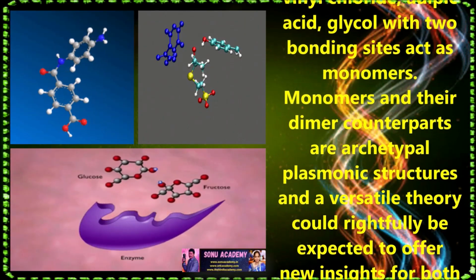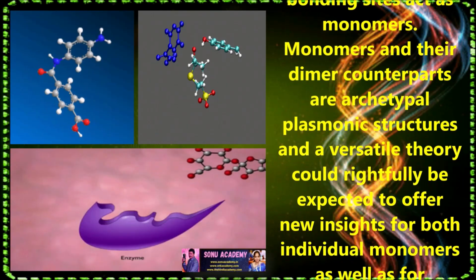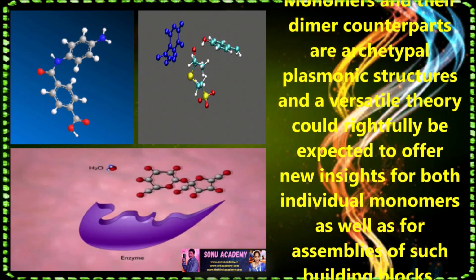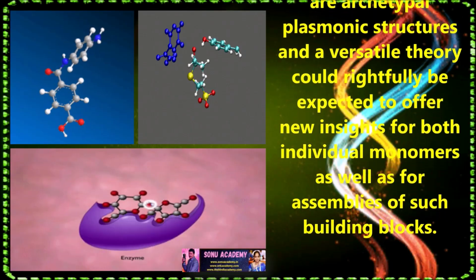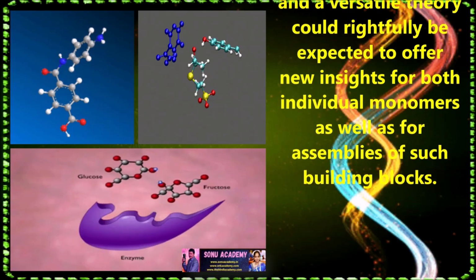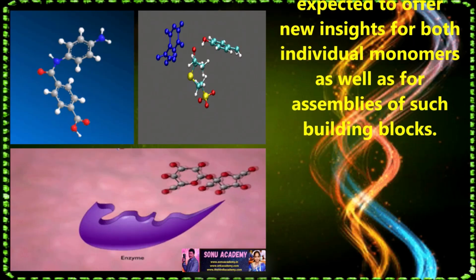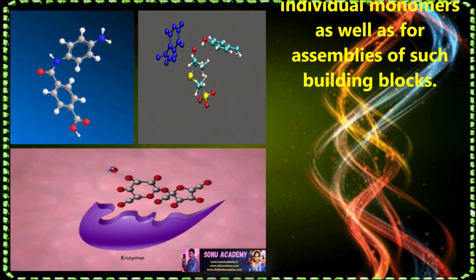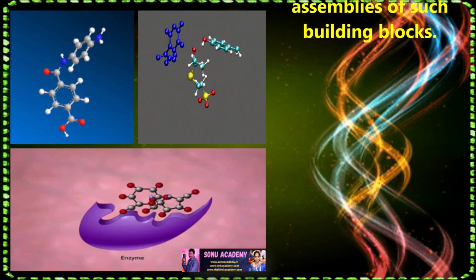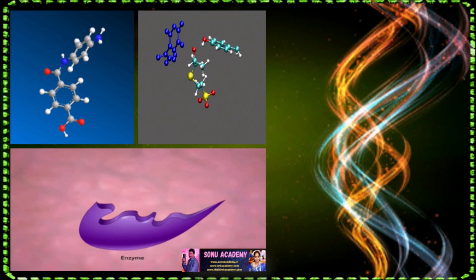Monomers and their dimer counterparts are archetypal plasmonic structures, and a versatile theory could rightfully be accepted to offer new insights for both individual monomers as well as for assemblies of such building blocks.